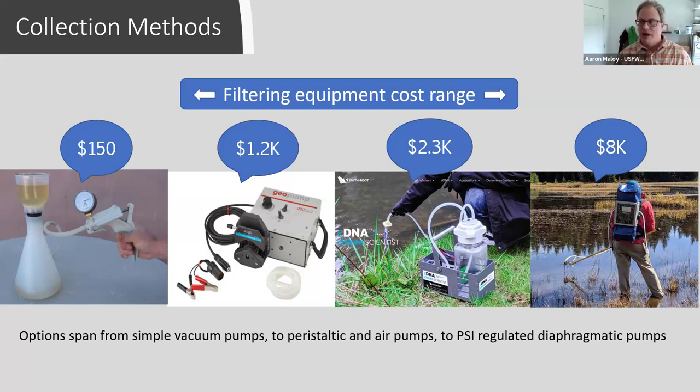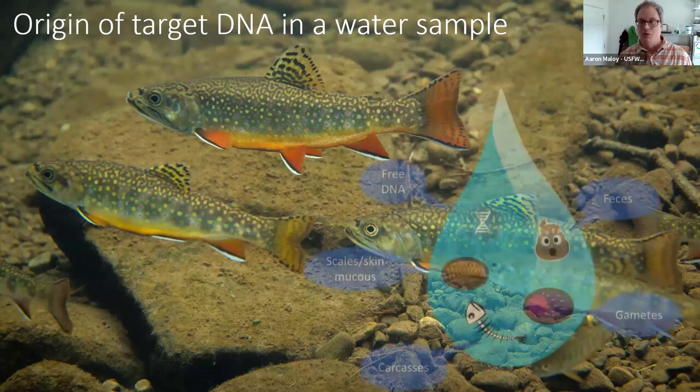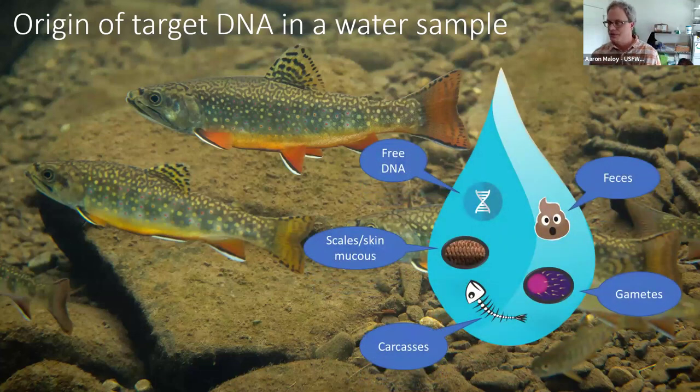All right, so when we go out in the environment and we collect a water sample, what is it that we're actually collecting? So in this example, maybe we're targeting brook trout. We take a water sample, we're not actually capturing brook trout in this instance, right? We're only capturing what that brook trout's leaving behind for us to capture. And that can come from a lot of different sources.